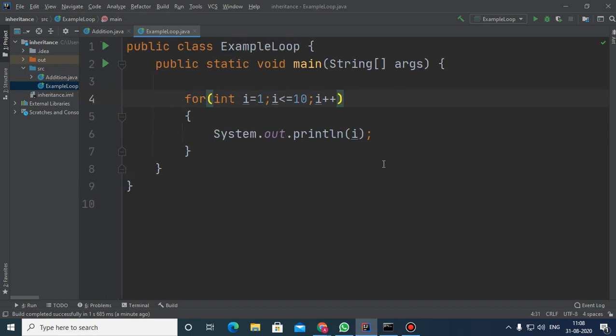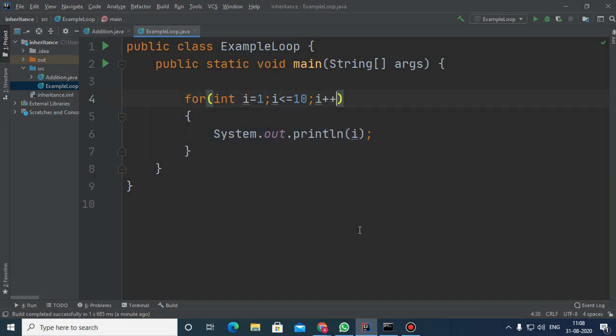This is the syntax of the loop. This part is the initialization, this part is the condition, this part is the iteration, and here is the body of the loop.